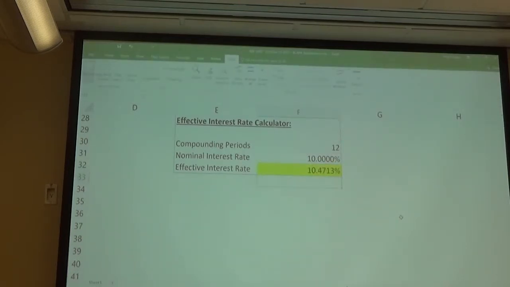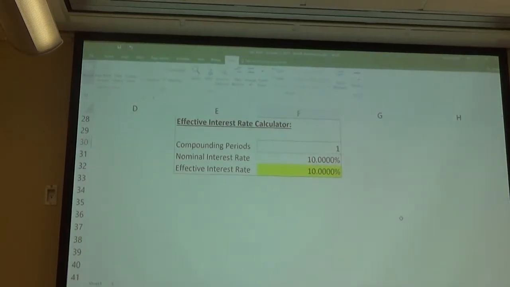Okay, so let's play around with this just for a second. Just to make sure that everything's working, let's say that we change the compounding periods to 1. It should be the same. Okay? 1 compounding period, annual compounding, the effective rate and the nominal rate are the same. Okay, change it to 2 compounding periods.